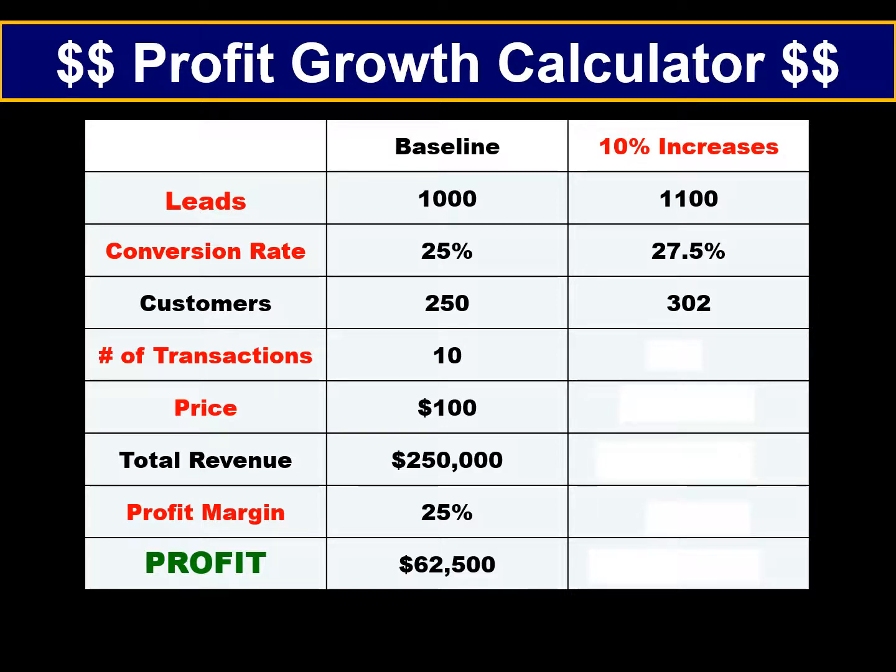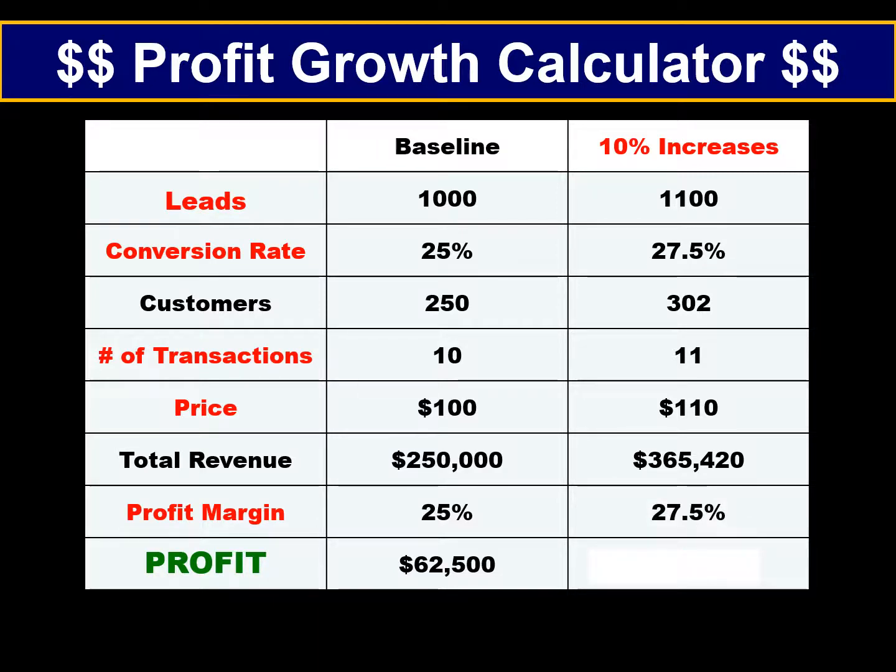Number of transactions, the baseline was 10. We're going to increase that by 10%. Simply go to 11. Price goes from 100 to 110. Now look at what happens to total revenue when they do the multiplying. It goes up to $365,420. That's a lot more, just from a 10% increase in those factors above.